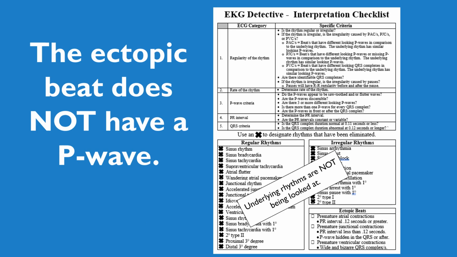For those of you who are using the checklist, since we do not have any P waves, that means we can eliminate premature atrial contractions because PACs have identified viable P waves that are in front of the QRS complex.